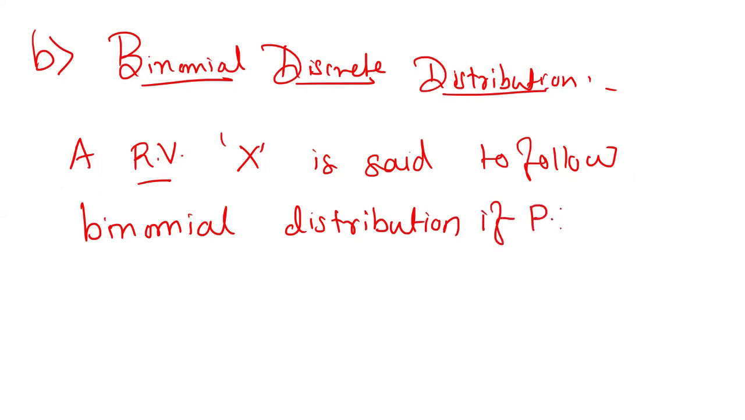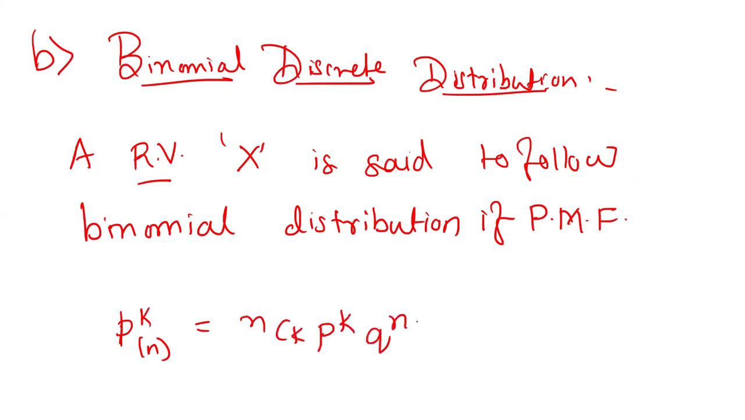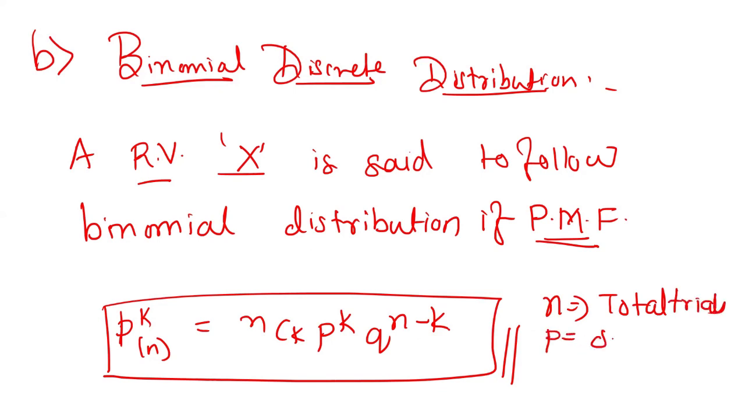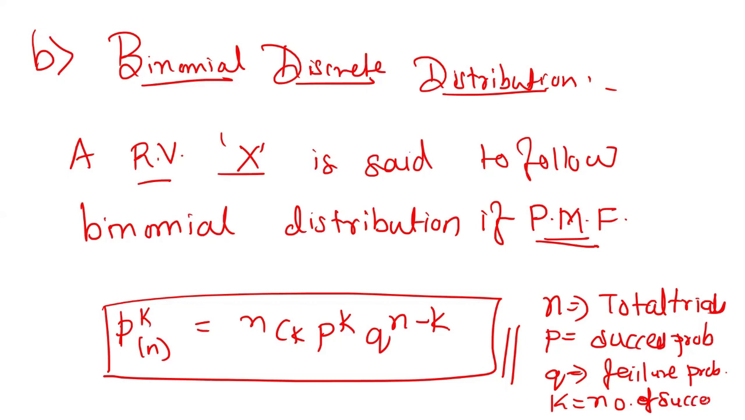A random variable x is said to follow binomial distribution if the PMF, probability mass function, this we have learned in the last class, the videos are already there on my channel, you can go through it. If the PMF is given as probability of nk, in which you have nCk, p raised to k, and q raised to n minus k. So this is the PMF, in which n is the total number of trials, p is the success probability, q is the failure probability, and k is the number of successful attempts.